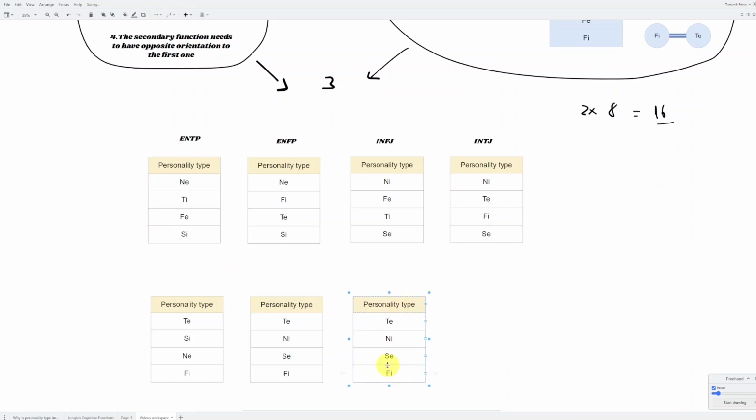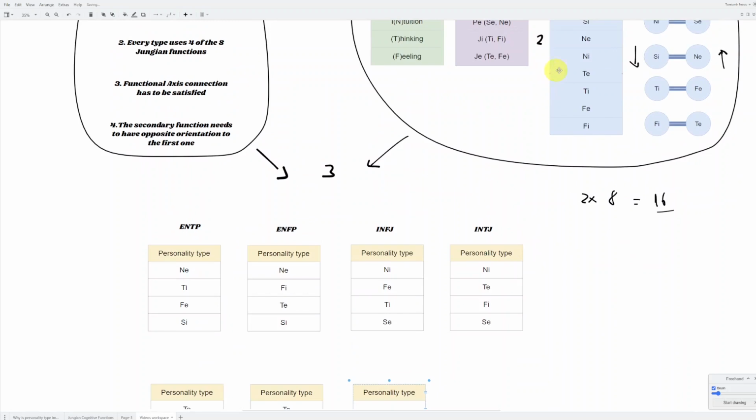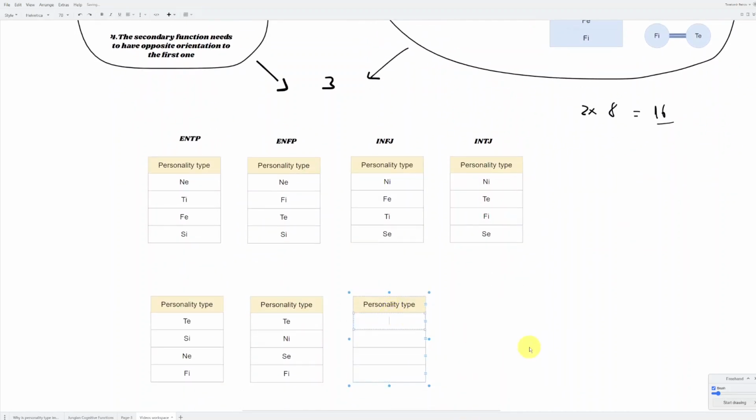And let's do one more combination of 2. So let's do the one with Ti now. So we have the Ti. This means the last function is Fe. Both of the types are going to have this. And there are 2 combinations for the middle slots. It has to be an extroverted function, and it has to be a perception function because the first one is judgment. So here we can have extroverted intuition or extroverted sensing, which means that this one is Ni and this one is Si.